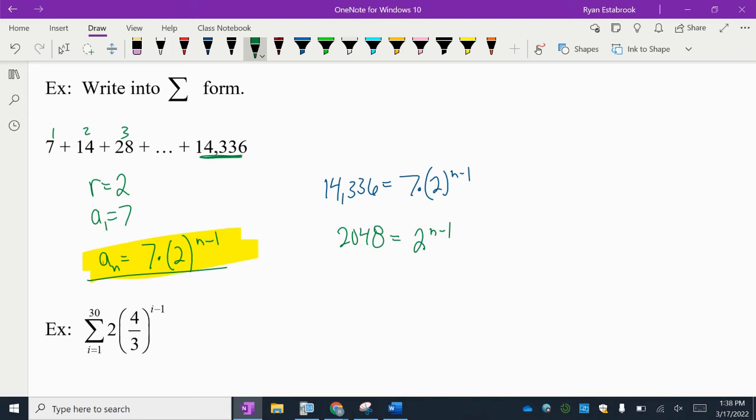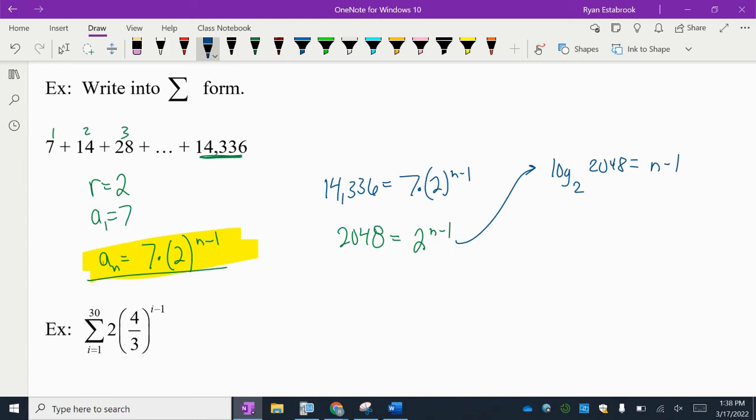And now I feel like I'm kind of stuck. I can't just divide by 2 because what would happen to the right-hand side? This is an exponential problem that is kind of stuck. You have to think back to earlier in the class here. When you are stuck in exponential, what do you do? Log. Log base 2 of 2048 equals n minus 1.